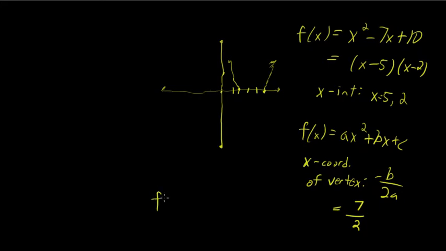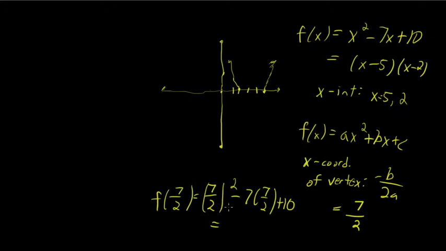So we just write f of 7 over 2 equals, we'd plug into this equation, so 7 over 2 squared minus 7 times 7 over 2 plus 10. If you work out the arithmetic correctly or plug it into your calculator, you should get negative 2.25. This is the same thing as negative 9, or sorry, 9 over 4.